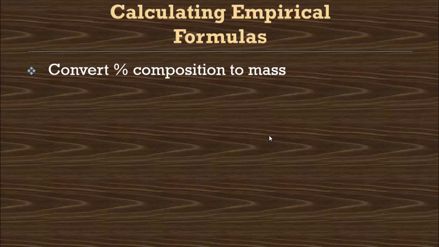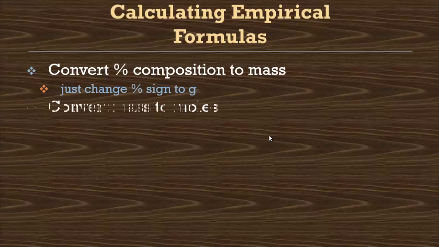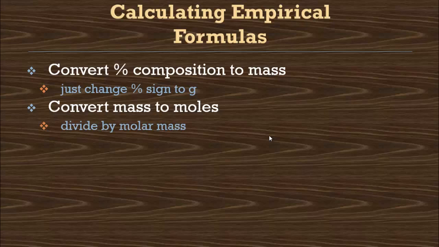So what we're going to do is convert that percent composition to mass. Basically, it's real easy. All we're going to do is change the percent sign to grams. So we're going to assume that there is 100 grams. Then we need to convert mass to moles. So this is where that other math comes in. When you're converting from mass to moles, remember you need to divide by the molar mass. And where do you find the molar mass? On your periodic table.